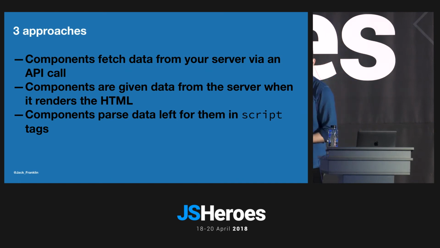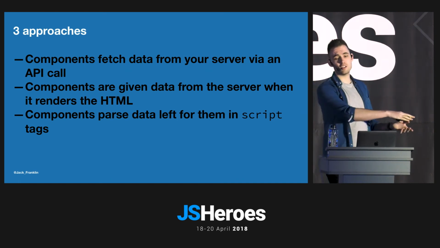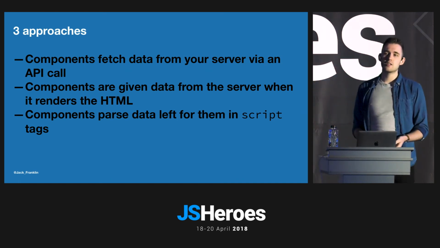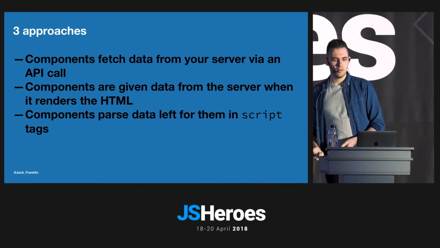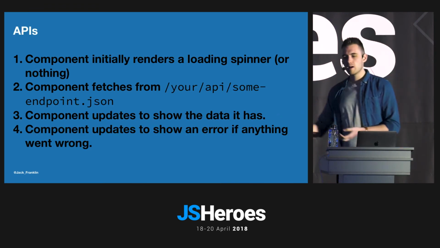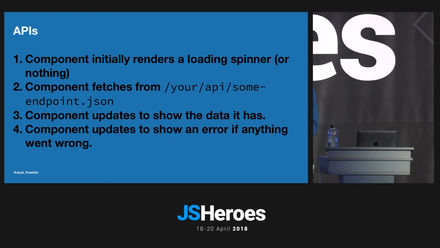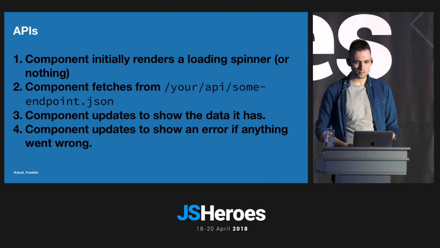Components can make HTTP requests. Components can be given data from the server, and they can read data left in script tags. These are the three approaches we've been using. So with APIs, your component might render a loading spinner, fetch some API, and then deal with fetching the data and showing an error if something went wrong.